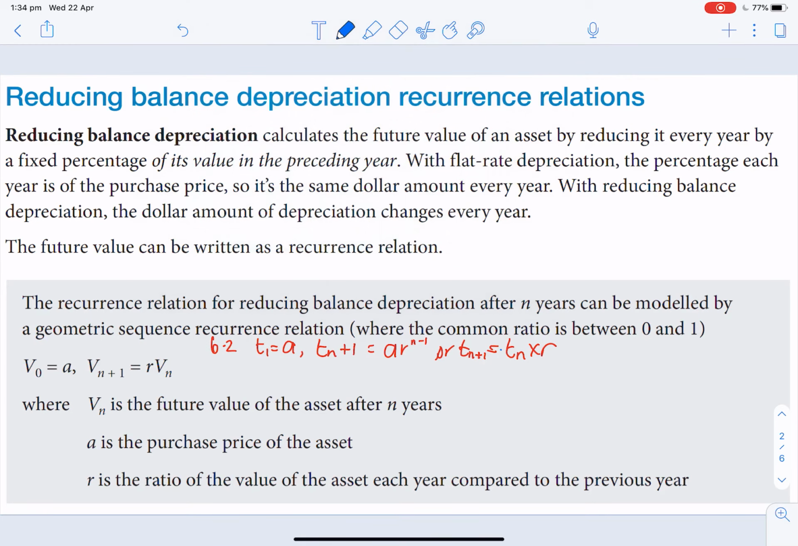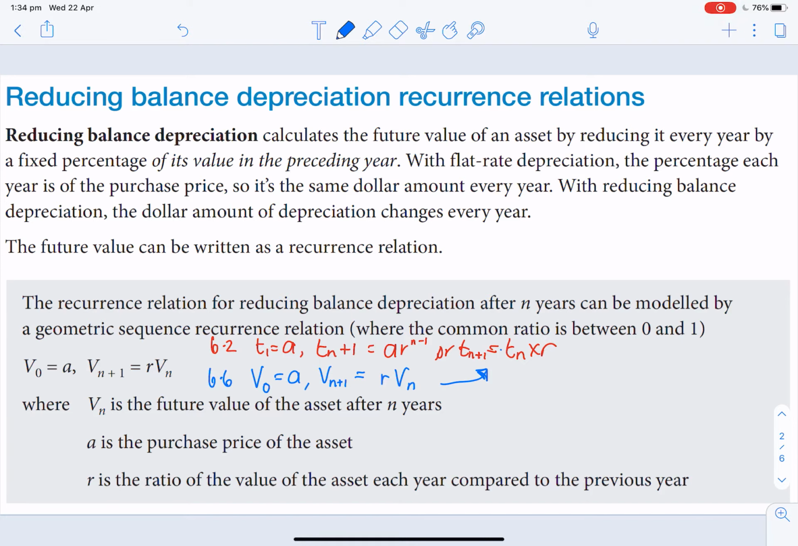In 6.6, realistically with geometric finance, with reducing balance depreciation and later with compound interest, it's just reiterating what you learned in 6.2. So in 6.6, instead of using T's, we're using V because we're talking finance, and we're starting with our initial term being 0 instead of 1. It's still equal to A, the purchase price of the asset. Still, V of n plus 1 is equal to R V of n, which is pretty much the same as what we had in 6.2.